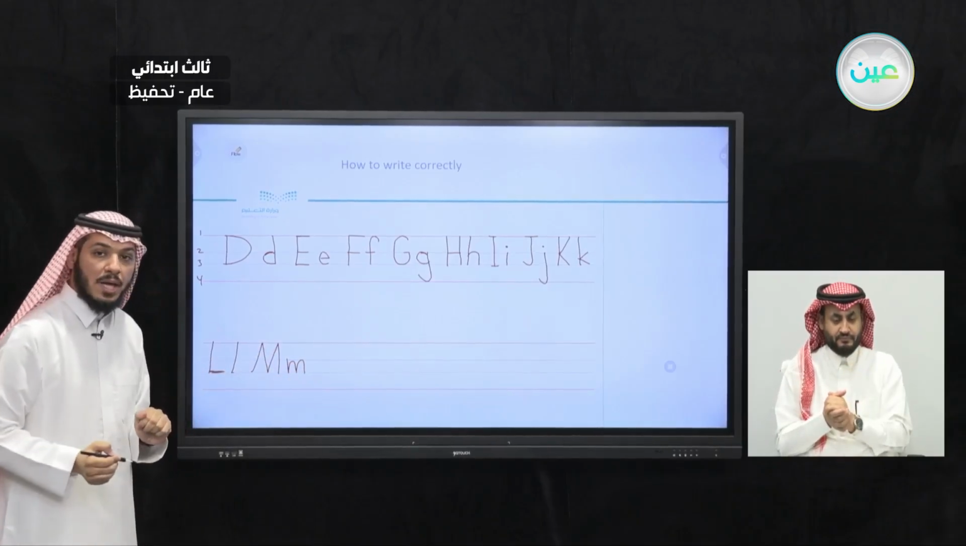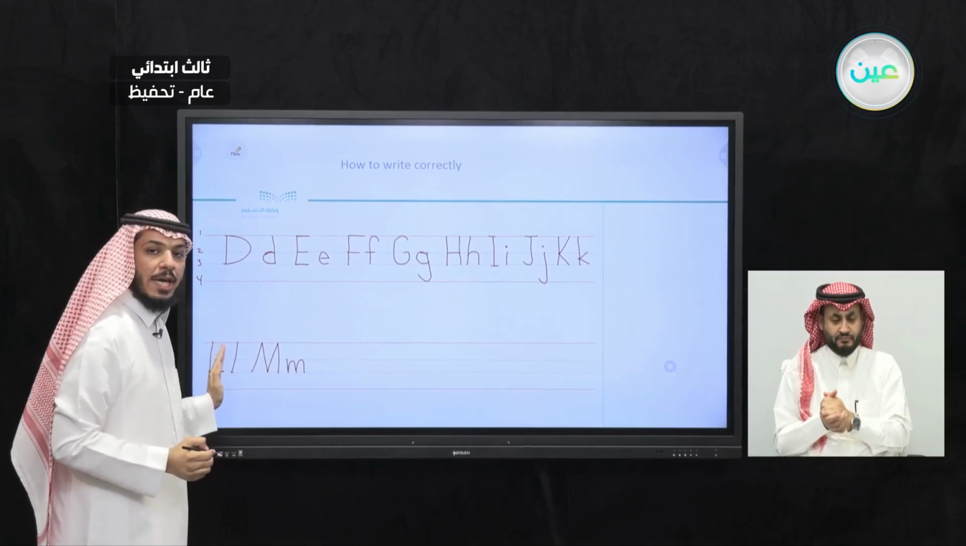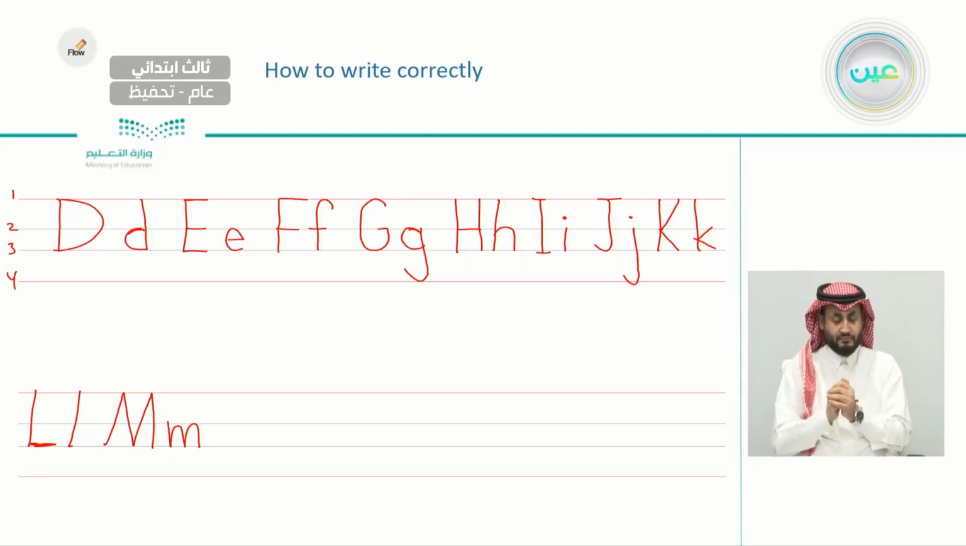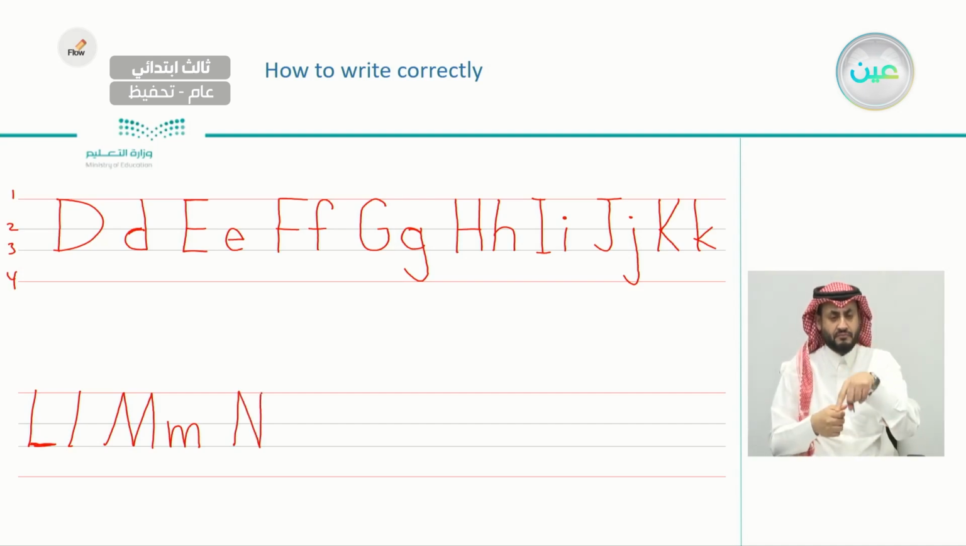Okay, what after M? We have J, K, L, M, N. Yes, that's right. N. 1 to 3. Okay, what about small? The same as M small. It is between 2 and 3. Okay, N. N capital form.